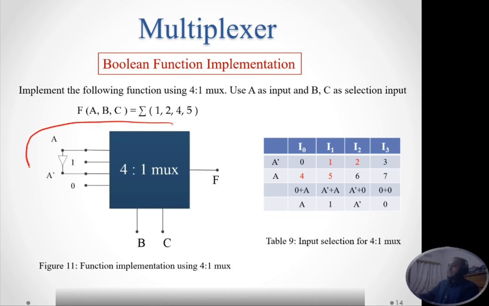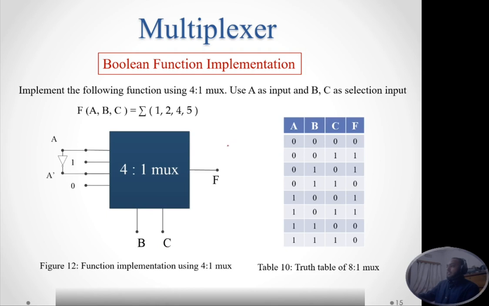And that's how we implemented the function using 4:1 mux. Let's check if our design is correct or not. For 4:1 mux, if we take the selection inputs as 0, 0, then we will get the first input as our output. So here our first input is A, so we should get A in the output. From the truth table we can see when our BC are 0, 0, then our output is equal to A.